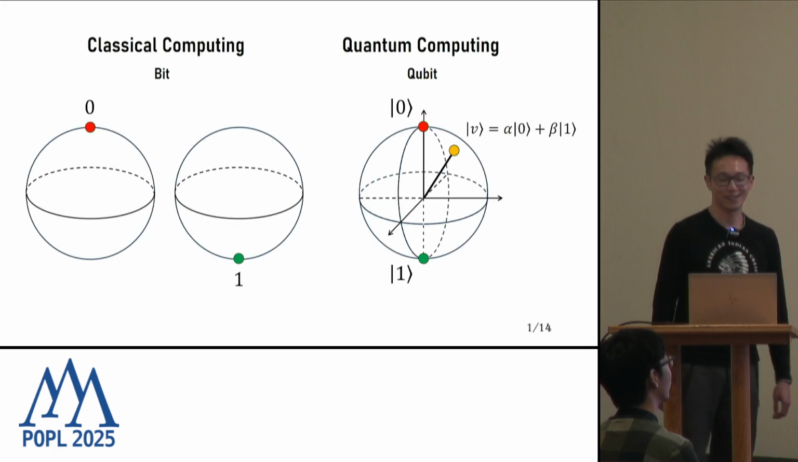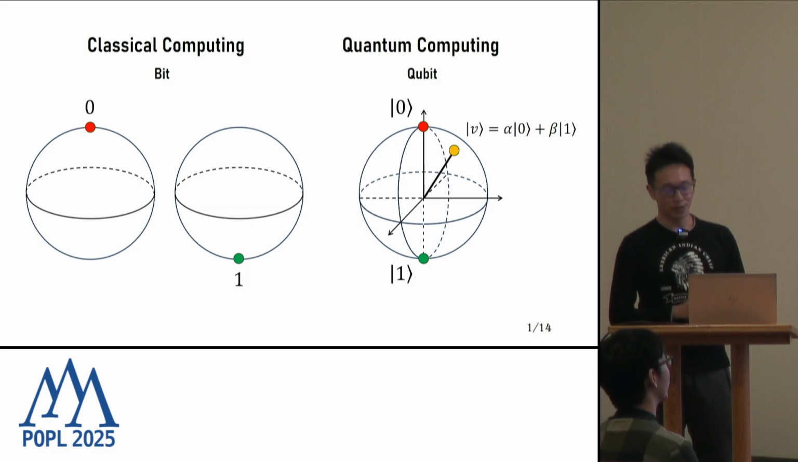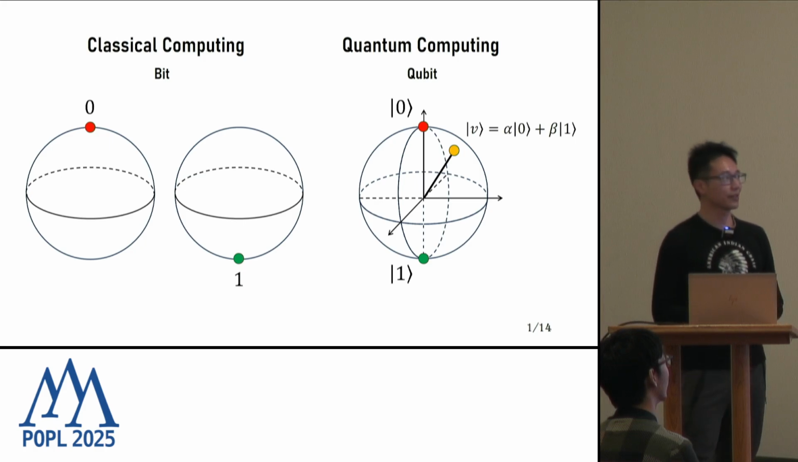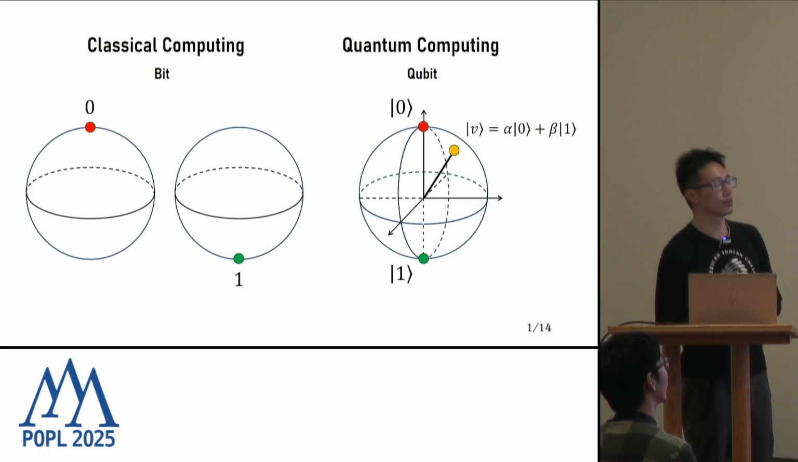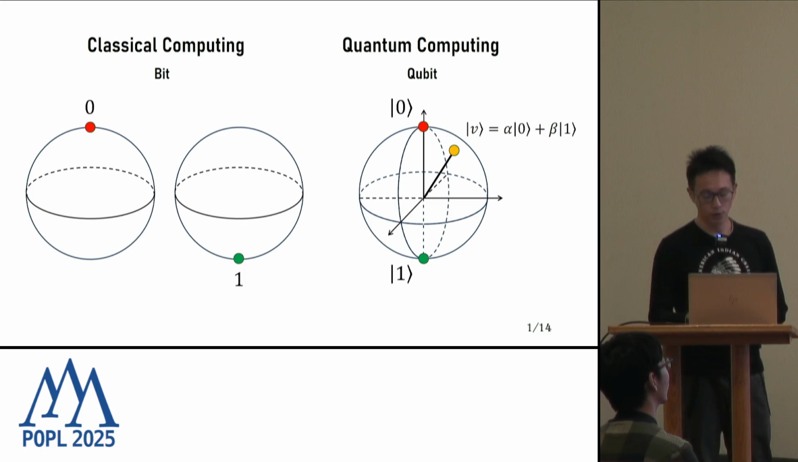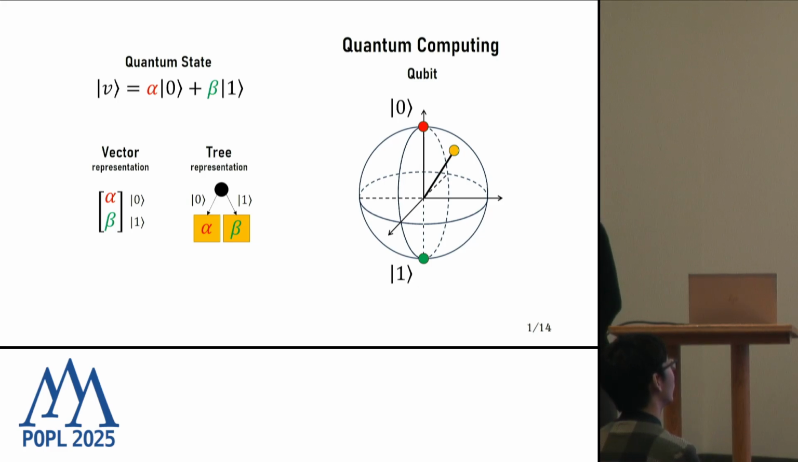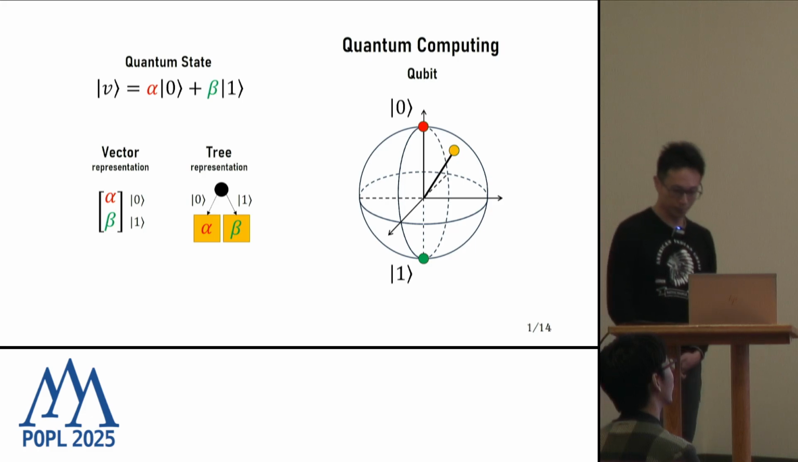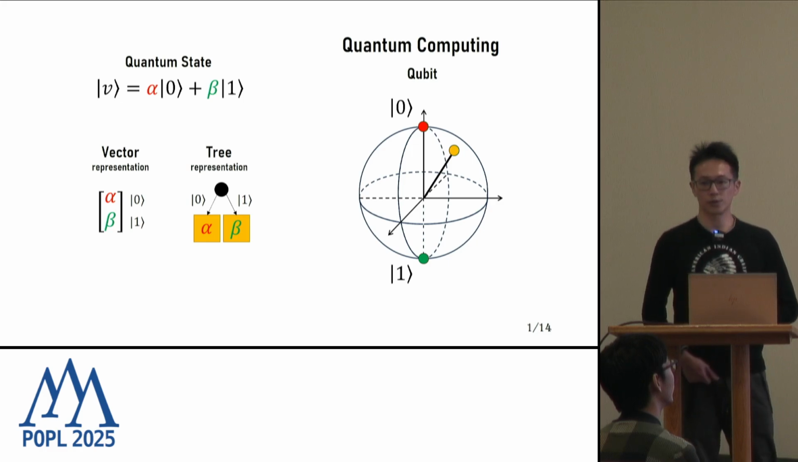And really similar to the previous talk, in quantum computing, the basic unit is a qubit. A qubit can be 0 and 1 at the same time. So we usually represent a quantum state as a linear combination of the classical 0 and 1. Below are two common representations for quantum states.